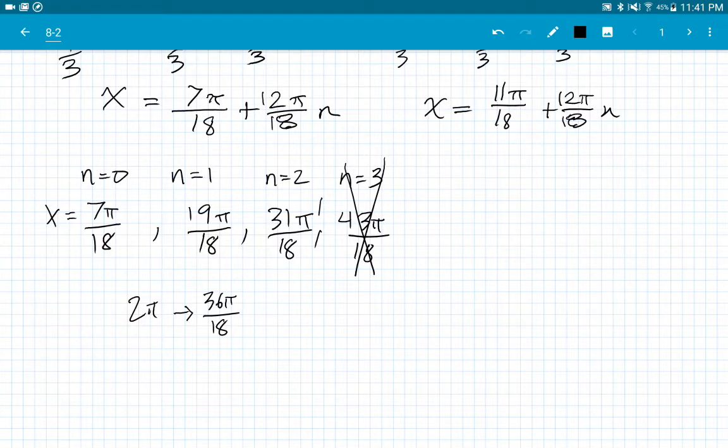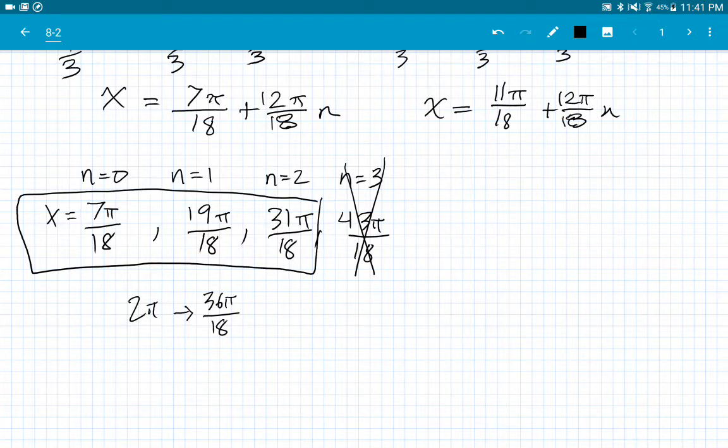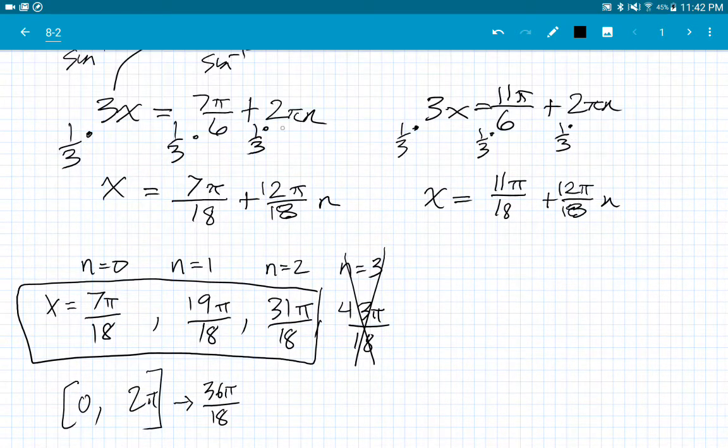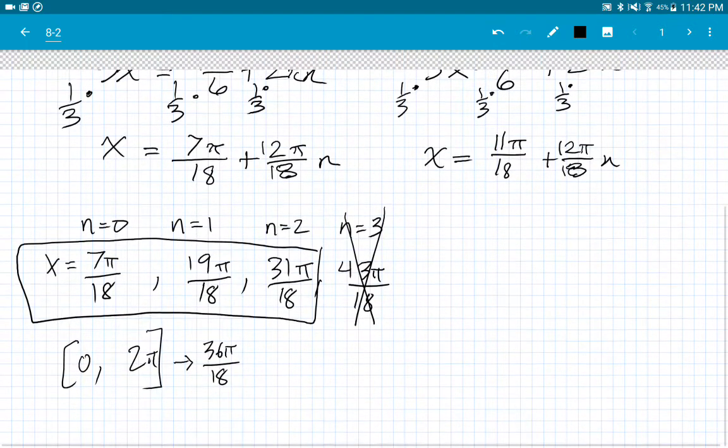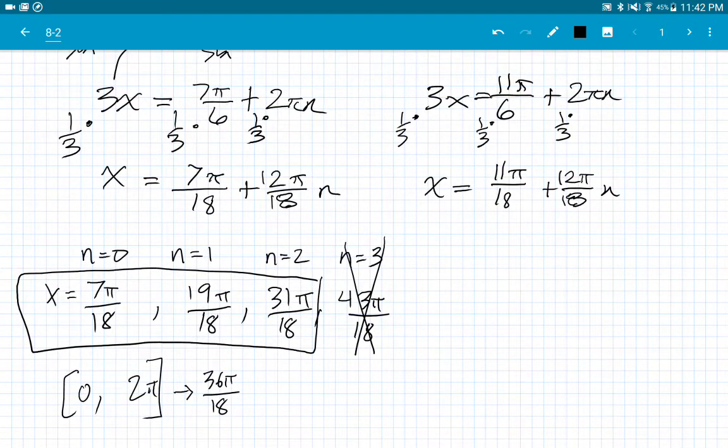So we end up getting these 3 answers here that actually work out in the interval from 0 to 2 pi, which is exactly why we have to add on that 2 pi n that we said earlier. If you just had the 7 pi over 6, then you would have just had that one answer right here over 18, and that wasn't enough. We could have gone another 2 times. Okay, so we can do the same thing over on the right side.